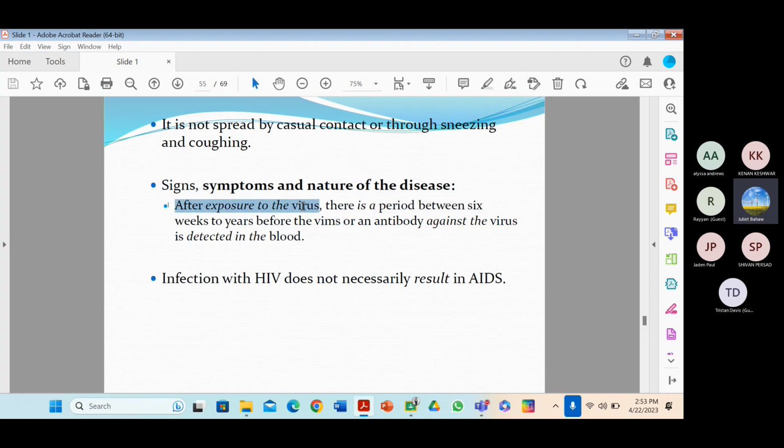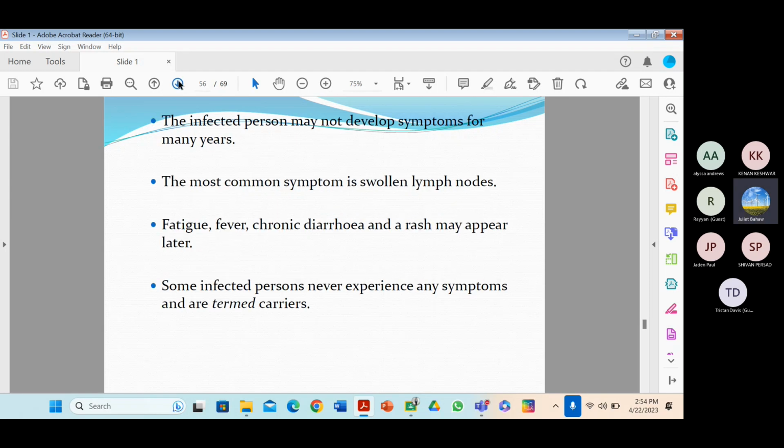So there are people who have HIV and they are asymptomatic, in other words, they are not showing any symptoms, because it usually takes a while for signs and symptoms to develop or for the virus to be detected in the blood. Once it is detected, however, persons tend to have swollen lymph nodes, they feel weak, fever, diarrhea, and a rash. Some of them never have symptoms; they are called carriers.